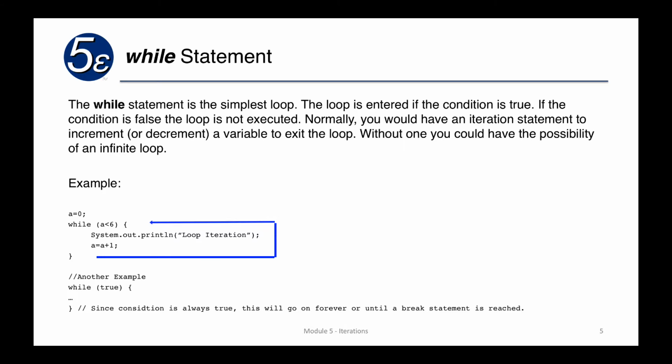Here's another example. This is an infinite loop, while true. Now true is a Boolean value, so it meets the condition of a condition. It meets the existing condition that it evaluates to a Boolean value, and it will execute all the statements in here. Since this condition is always true, this will go on forever.